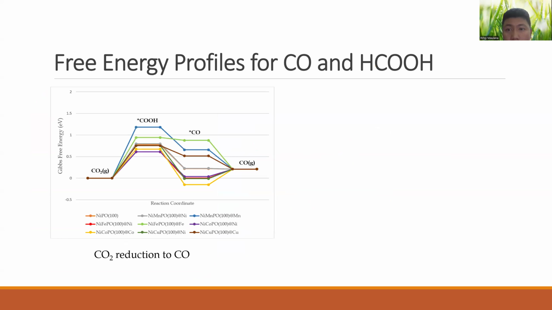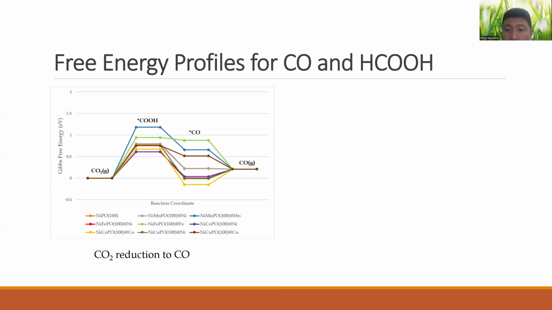For the carbon monoxide formation, the bimetallic nickel cobalt phosphate 100 and the nickel cobalt phosphate 100 surfaces, where carbon dioxide is absorbed at the nickel site, show a slight reduction in the free energy required to convert carbon dioxide to the formic acid compared to the pure nickel phosphate surface.